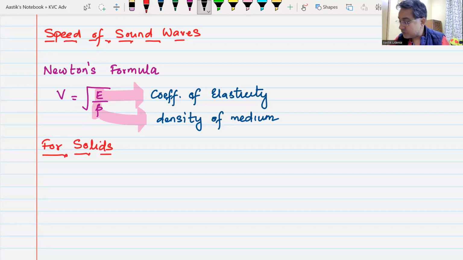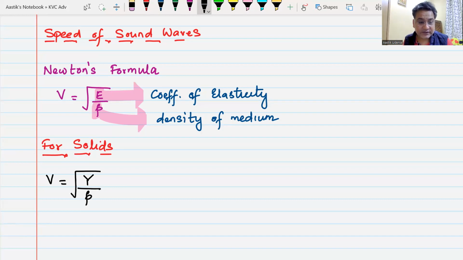Now we can apply this formula for solid. So velocity of sound in solid medium becomes root over Y divided by rho. What is this Y? Young's modulus. Y is the Young's modulus. That is correct.